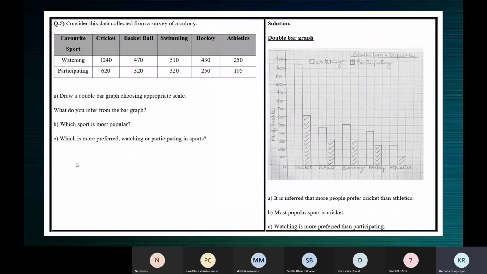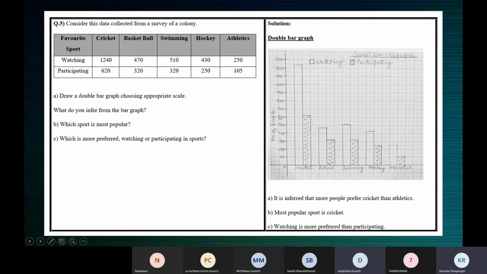All right, children, take a screenshot and complete this graph. The questions are also very simple. Which is the most popular sport? Cricket, ma'am. Cricket is the most popular sport. And which is more preferred? Everywhere you see, the watching rectangle is tall, but the participating rectangle is shorter than the watching rectangle.